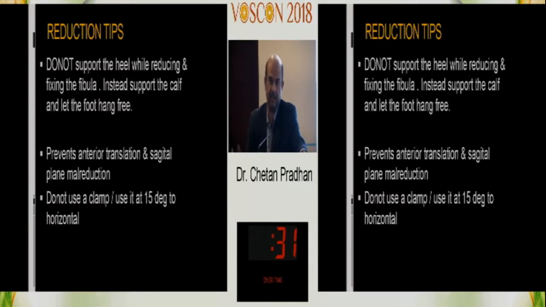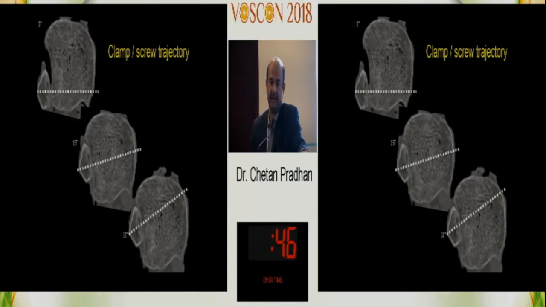Another reduction tip: do not hold the heel, because if you are holding the heel, then the talus shifts anteriorly, and along with that, the fibula also shifts. So instead, let the leg hang free, support the calf, and then fix the syndesmosis. This is a diagram showing the screw trajectory. If you put a neutral screw or neutral clamp at 0 degrees, then you are actually posteriorizing the fibula. At 15 degrees, it reduces very well into the syndesmosis, and at 30 degrees, which has been conventionally taught to us, it can have anterior subluxation of the fibula.